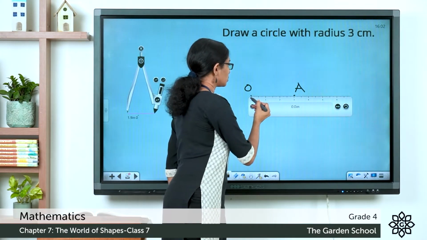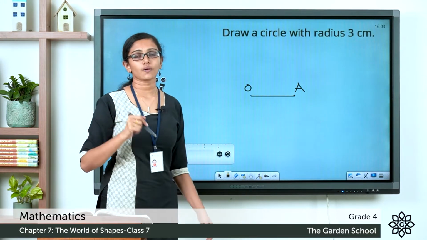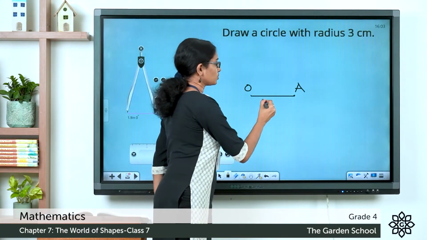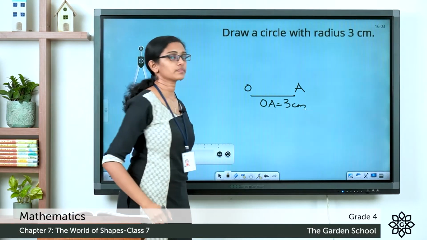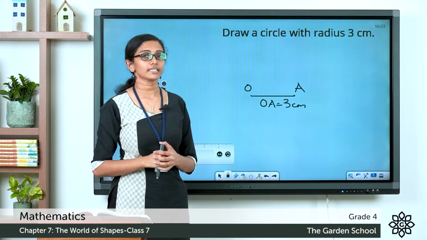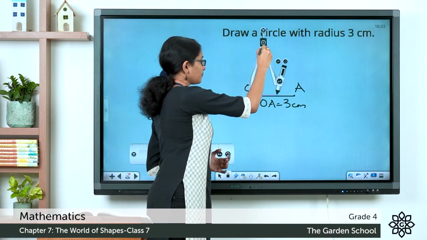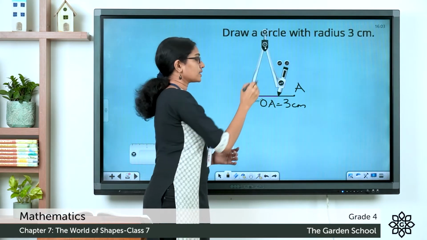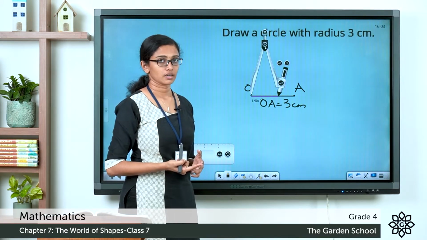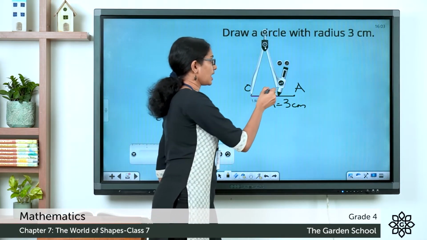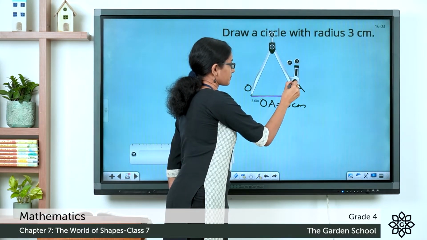Now the next step is to join the 2 points. Now you get the radius of the circle and it's equal to OA = 3 centimeters. Now the next step is to place the compass in the proper way. Take the compass and make sure the pointed metal end coincides with one of the endpoints of the line segment, and you have to stretch the other arm of the compass where it holds the pencil to a distance which is equal to 3 centimeters in this case.